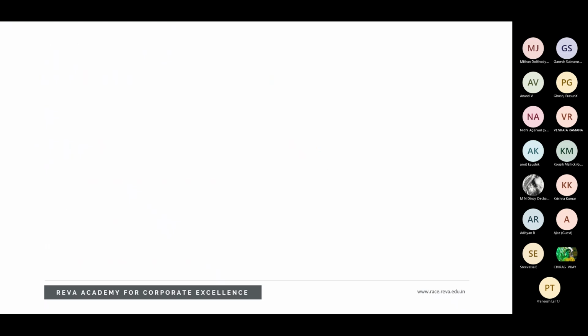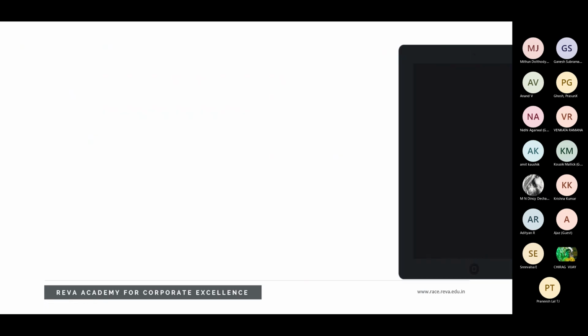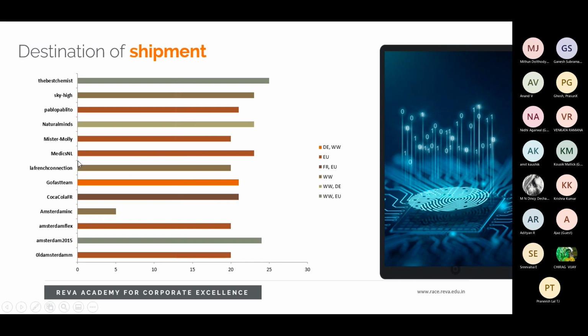Let me go one step back. See here, guys, the best chemist is one thing. Go Fast team, you can see an orange colored bar. Orange corresponds to DE. DE means Germany, Deutsch. Correct? So this chap, he's shipping from Germany. Where is he shipping to? Germany and worldwide. So that is his transaction area. That's his business area. Simple bar graph, simple EDA, but you can understand so many insights here, right?